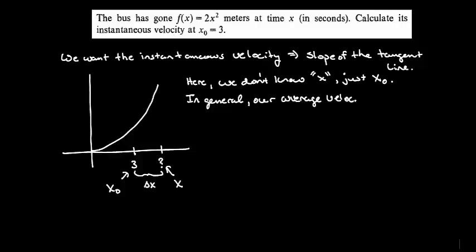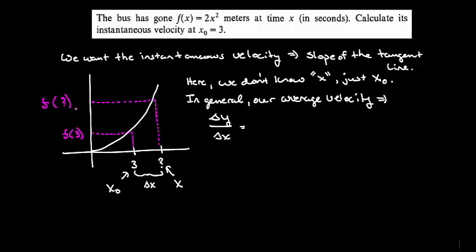So, in general, our average velocity is going to be delta y over delta x. Let's take a look at that average velocity. This point has a height of 3, and this one, we don't know what its height is, so f of question mark. We're going to fill that in right now. So really the question becomes, how do we find that question mark?